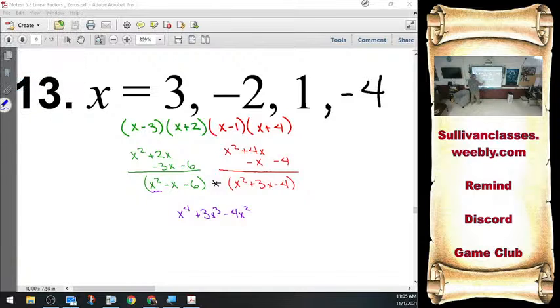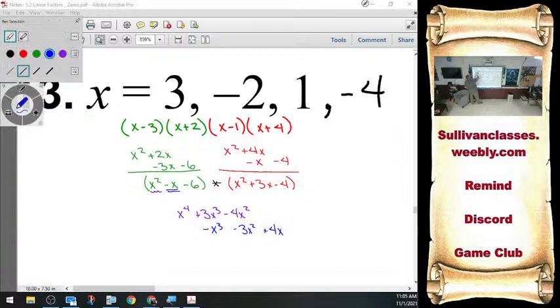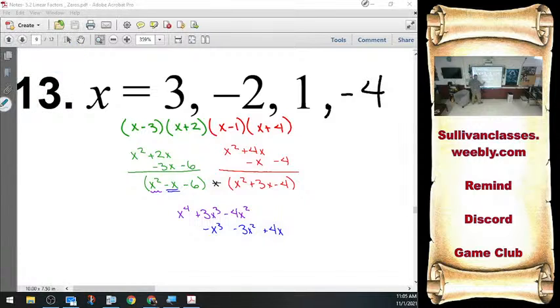If I take negative x times that stuff, it's negative x to the third, negative 3x squared, positive 4x. If I take negative 6 times that stuff, negative 6x squared minus 18x plus 24.